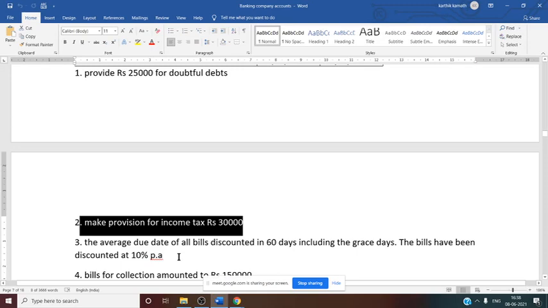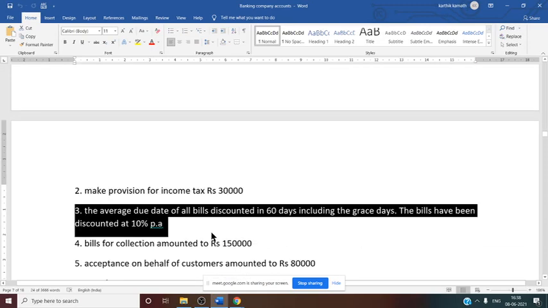Then the average due date on the bills discounted is 60 days including the grace days. The bills have been discounted at 10% per annum. So now here we want the bills discounted information, which is given in the question. If you see the trial balance, somewhere it is mentioned bills discounted 1,50,000. See this, 1,50,000 into the rate of discount. The rate of discount we know is 10% every year. Then 60 days, those days they have also mentioned. They have calculated the days and given 60 days including grace days. So total 60 days, 60 by 365 if you do, you will get the amount.